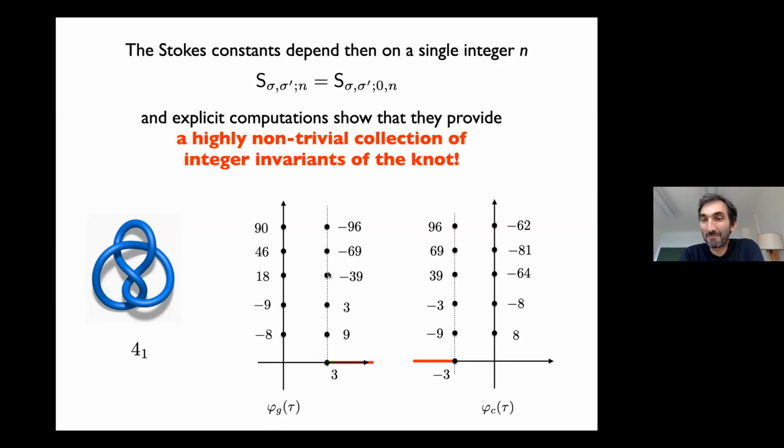And these numbers here are the Stokes constants associated to sigma equal to G and sigma prime equal to C, which is the other sector of the theory. And you have all these towers. And the same thing happens for the other sector here. Okay, so these numbers here are labeling these numbers that I introduced here. And I only put the upper half plane because by using symmetry arguments, you can see that the singularities in the lower half plane are going to be related to these ones.